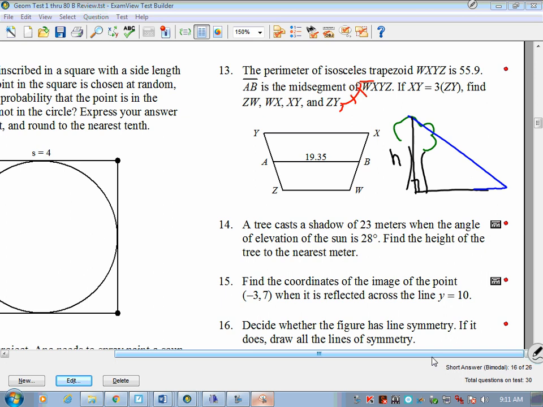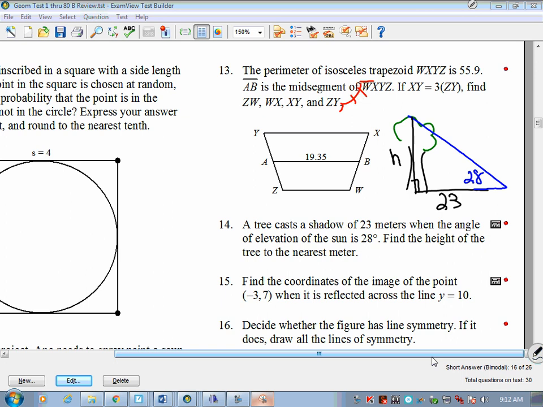Where do I put the 28 degrees? Does it go up here at the top of the tree, or does it go down here where the shadow meets the ground? Shadow meets the ground. And what was the big clue? Is there a clue in the wording here that would tell me where that 28 degrees goes? Of elevation. All right, 28 degrees. And they told me that the shadow, we don't want to forget that, was 23 meters long.